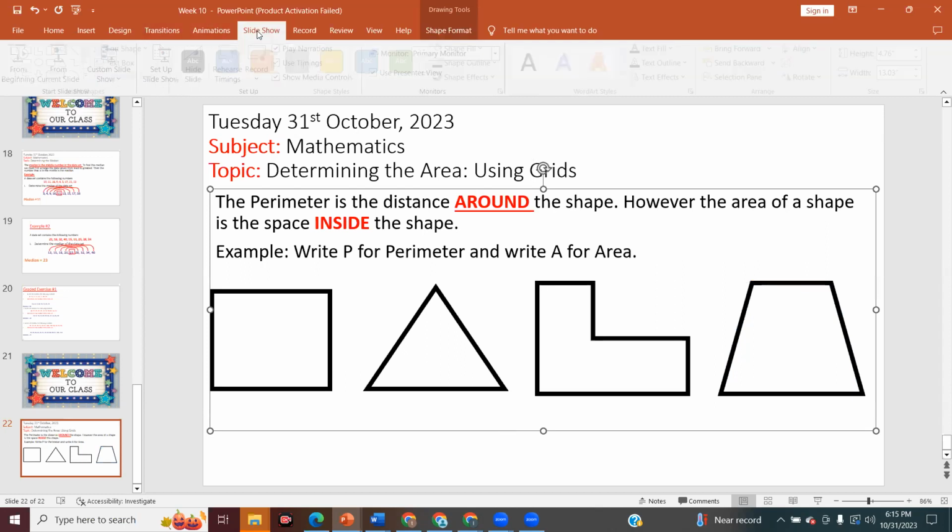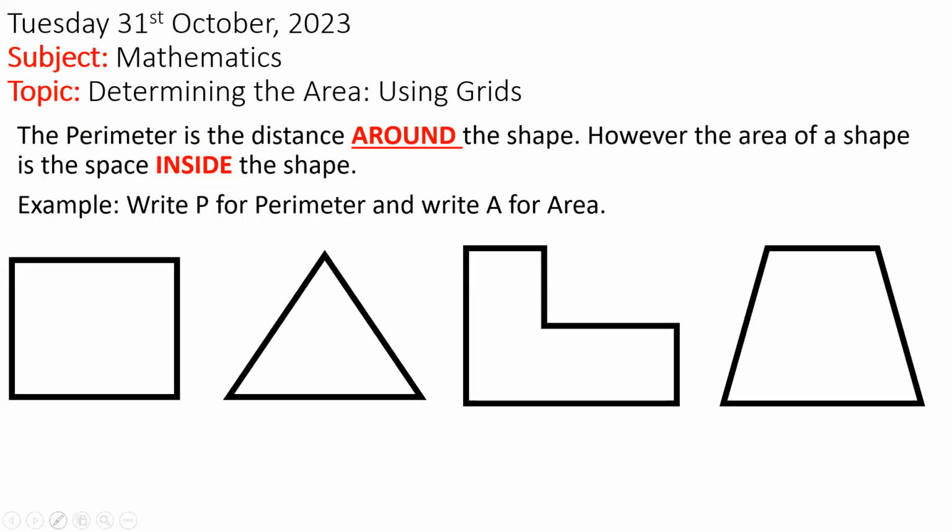Let's say that I want to know the space that's inside of this. And as I said, write A for area and write P for perimeter. So I want to know the space that's inside of this rectangle, the space that is occupied.